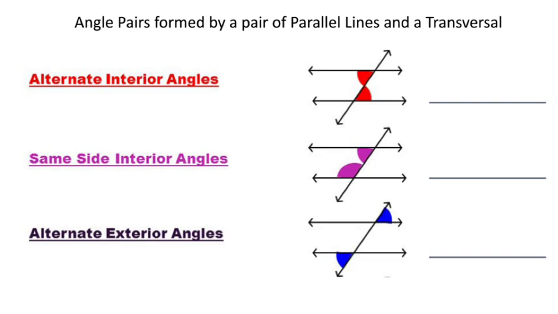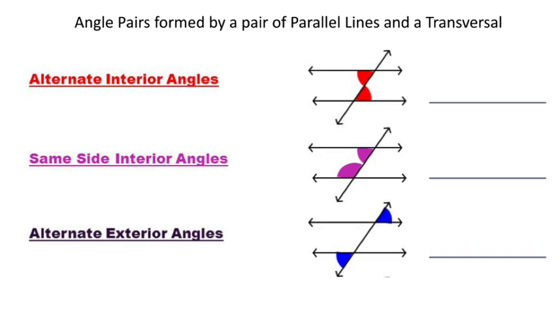So a pair of parallel lines is shown in each of these diagrams. A transversal is the line that passes through them. And special angle pairs are formed. These angle pairs have names, and they are either going to be congruent, meaning the same in measure, or supplementary. They add together to equal 180.